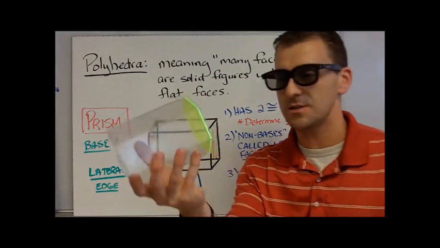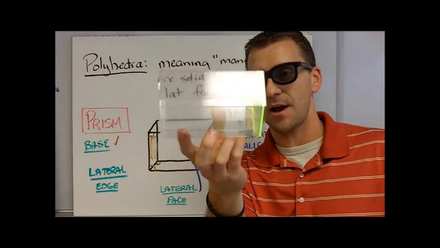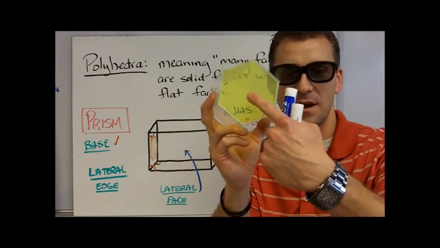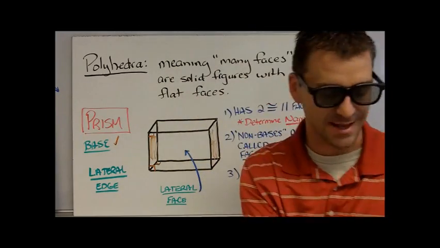So if I looked at this hexagonal prism, it's all of those rectangular things that are kind of facing you right now that I'm twisting this around. It's not the hexagon. It's not the hexagon. It's the other things. Those are called the lateral faces. So that's the idea there.